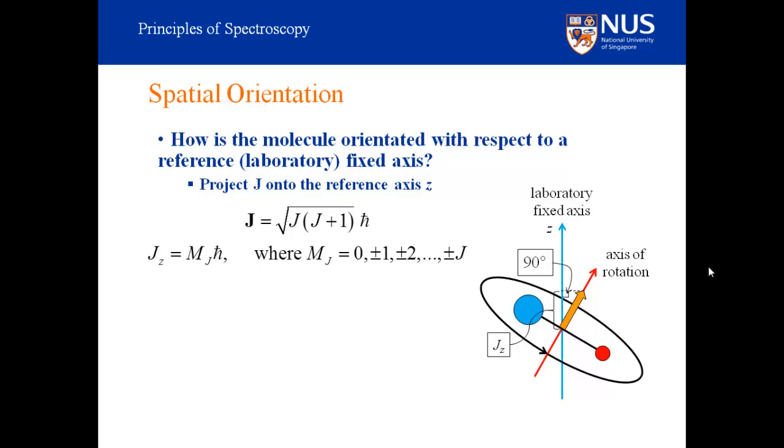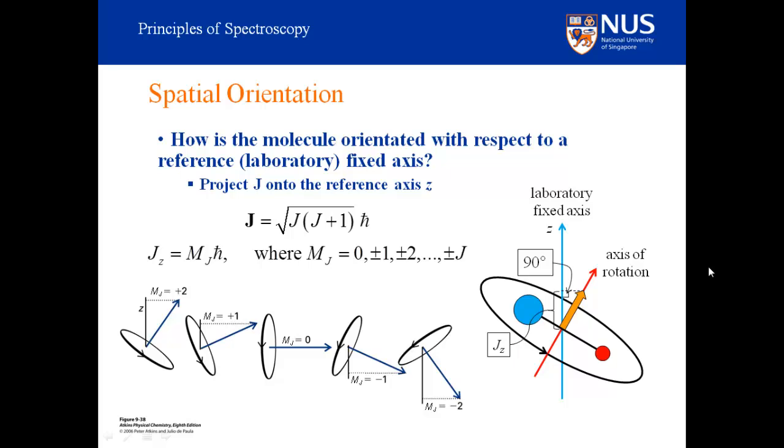Notice how many orientations there are for a particular value of j. For instance, if I'm in the j equals 2 rotational level, then there are only 5 spatial orientations that my molecule can be in. It can be in m sub j equals 2, m sub j equals 1, mj equals 0, mj equals minus 1, and mj equals minus 2. If I'm in the j equals 1 level, there's only 3 possible spatial orientations. If j is equal to 3, there are 7 possible spatial orientations, and if j is equal to 4, there are 9 possible spatial orientations.